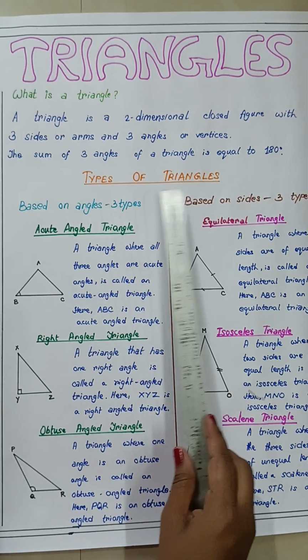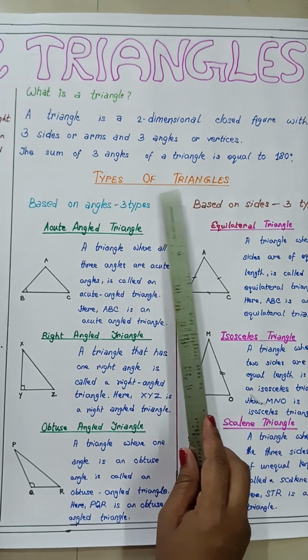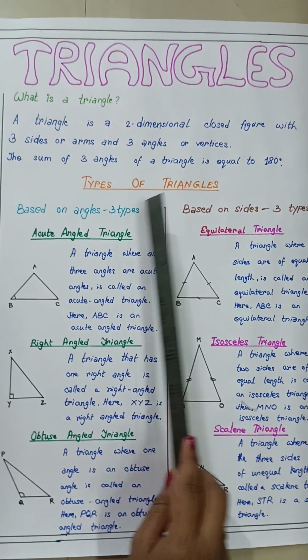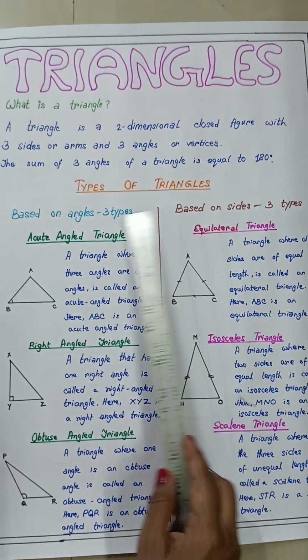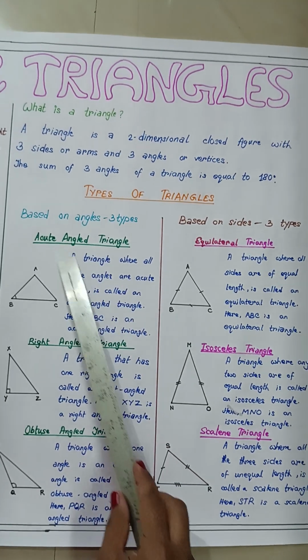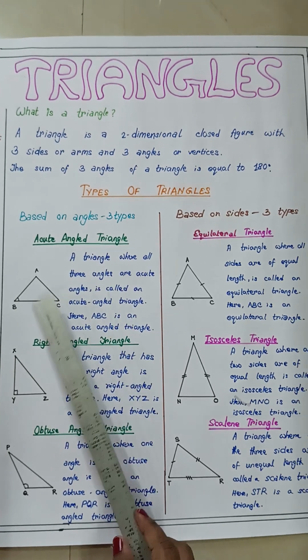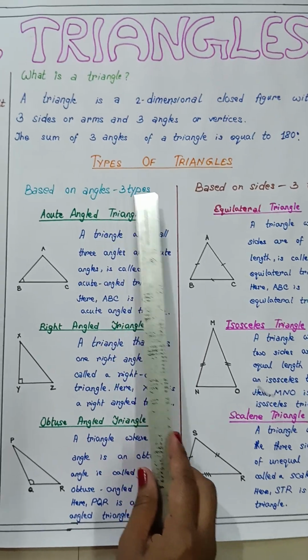Now let's come to the classification. There are two types of classification of triangles: based on angles and based on sides. Based on angles, it is of three types. First of all, let me explain the classification of triangles based on their angles.